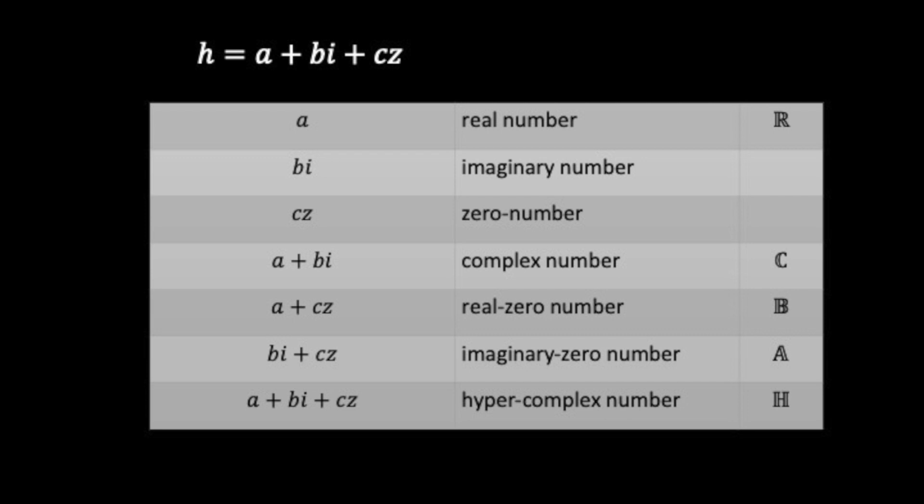And when b is 0, we get the real zero number a plus cz, belonging to the set B of real zero numbers. When the real part, a, of the hypercomplex number is 0, we get the imaginary zero number bi plus cz, belonging to the set A. And finally, when none of the components a, b, c are 0, we get the hypercomplex number a plus bi plus cz.